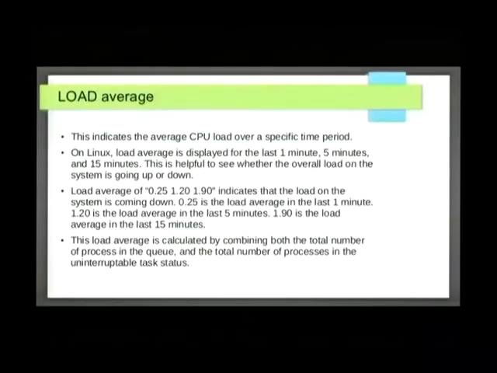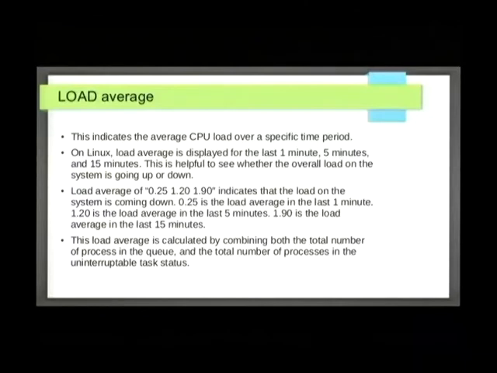And a load average of 0.25, 1.20, 1.90 indicates that the load on the system is coming down. 0.25 is the load average in the last 1 minute. 1.20 is the load average in the last 5 minutes. And 1.90 is the load average in the last 15 minutes. And load average is going down.